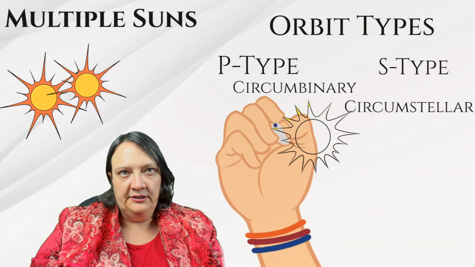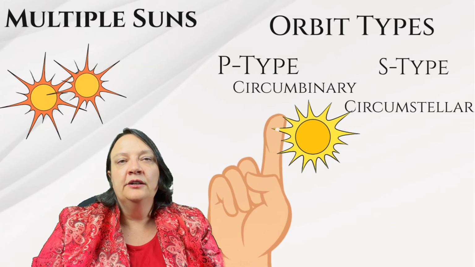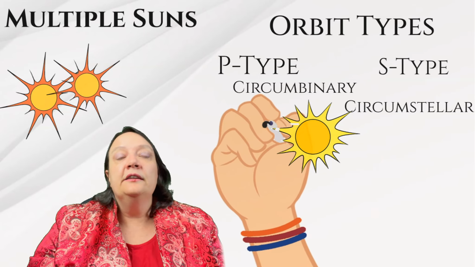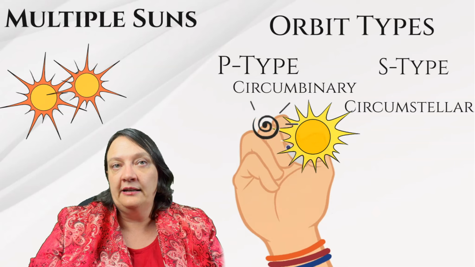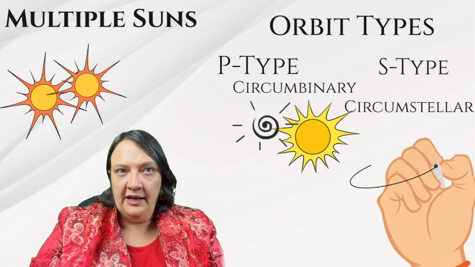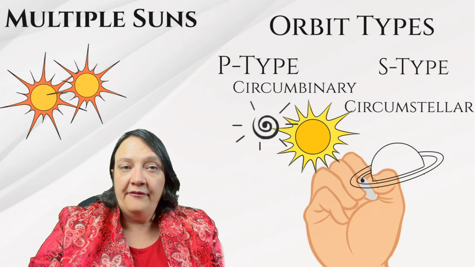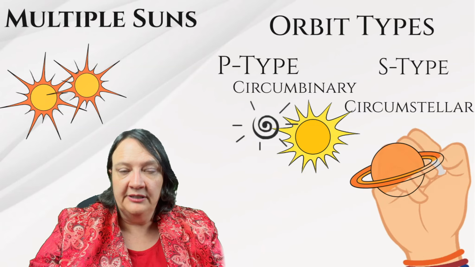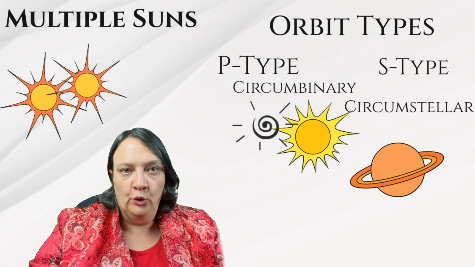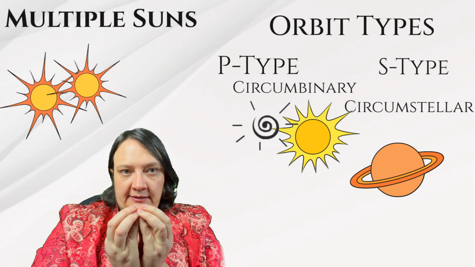In a P-type orbit, a circumbinary orbit, the planet orbits both stars in a wide circumbinary path. This means that the planet experiences two suns in its sky, leading to unique environmental and climatic effects. The two stars are relatively close together, and the planet orbits around their common center of mass. The gravitational interaction between the two stars can create a more stable environment, as the stars' gravitational pull effectively cancels each other out, allowing for a more circular orbit for the planet.